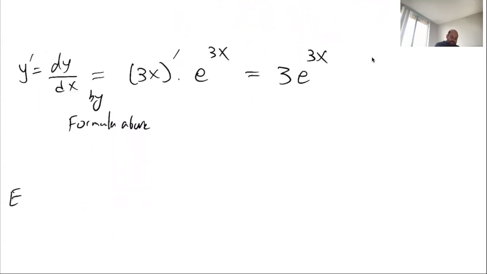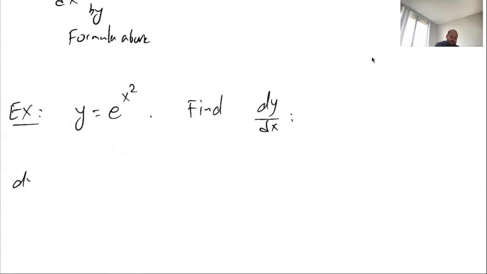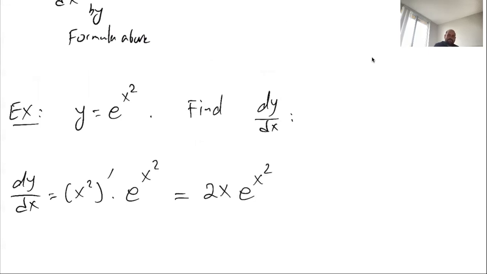Or another example, let's say y equals e to the x squared. Find dy/dx. Again, dy/dx is equal to the derivative of x squared times e to the x squared. The derivative of x squared is 2x. So the answer is 2x e to the x squared.